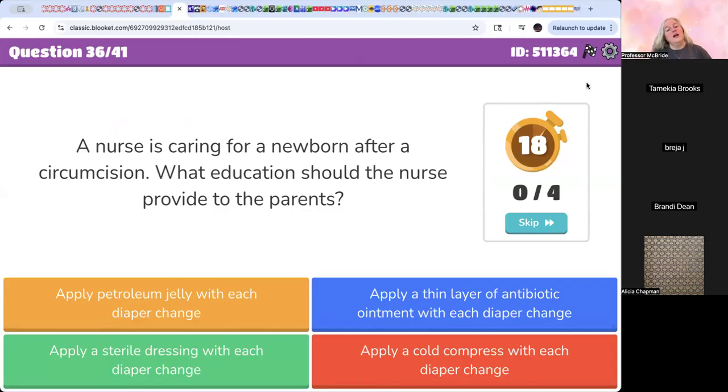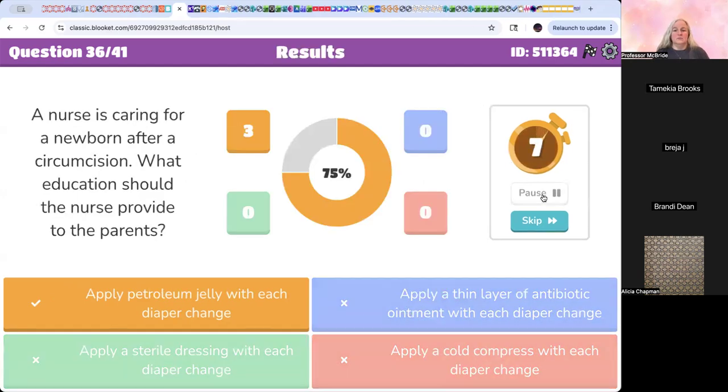A nurse is caring for a newborn after circumcision. What education should the nurse provide to the parents? Okay, good. We're going to use petroleum jelly at each diaper change. We don't need to do antibiotic on it. We don't need to do a cold compress. And we don't need to do a sterile dressing.